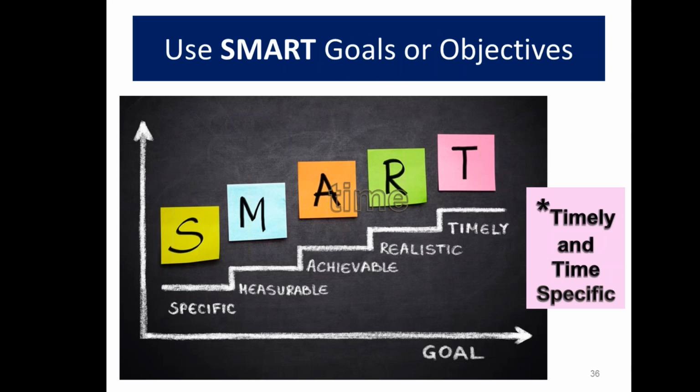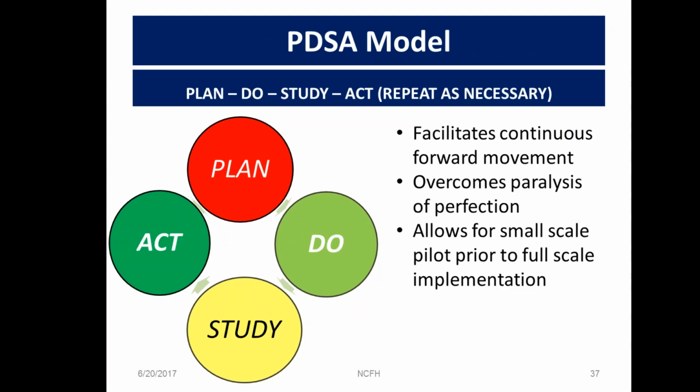Use SMART goals or objectives. Don't just say, we want to serve more patients. We want to say by January 1st, we want to serve 20% more patients. Make sure that's an achievable goal. Make sure it's realistic. Make sure that it can be done in a timely basis. It's not necessarily something that's 10 years from now. And I like to add not only timely but time specific. So let's make sure we know when we're going to measure that to find out if we've accomplished our goals or our objectives.